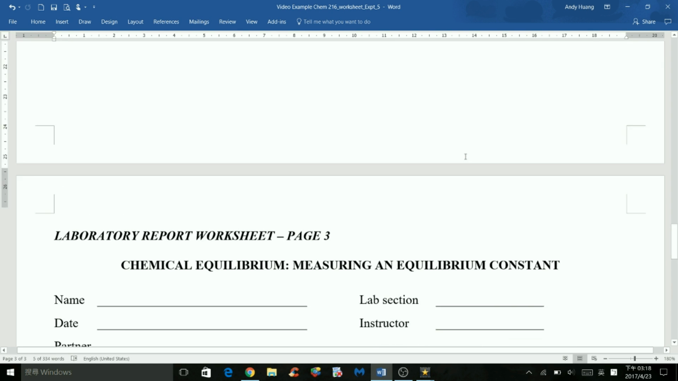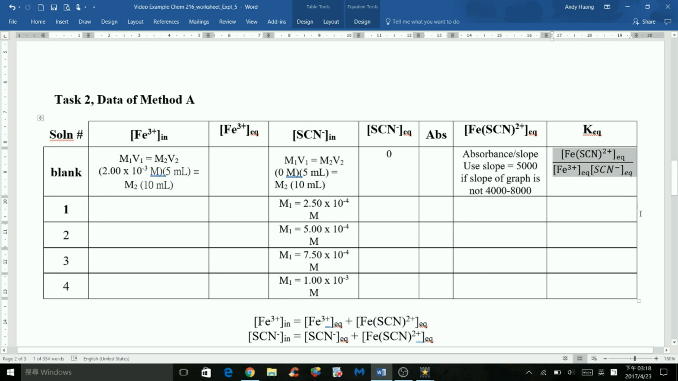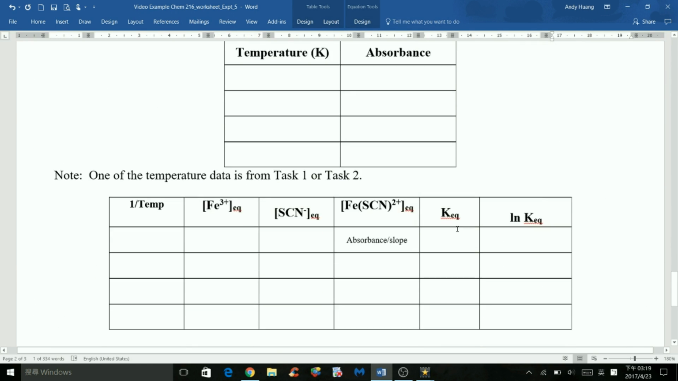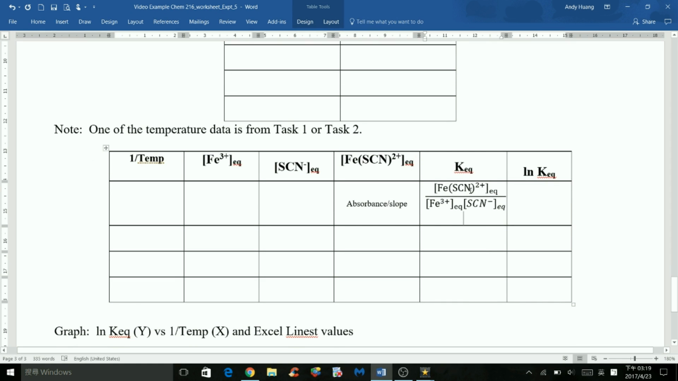The next thing is the equilibrium constant. So same approach as task 2. The expression is here, and again use the same expression to solve the KEQ value. So this value is here, and those two values are here, so simply solve for them. And after you find the equilibrium constant, then take the natural log of that value, and you will end up with the values here.